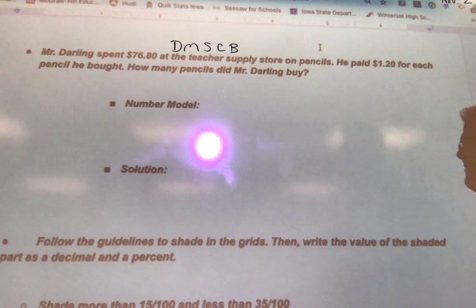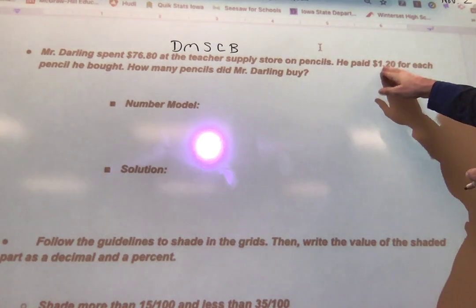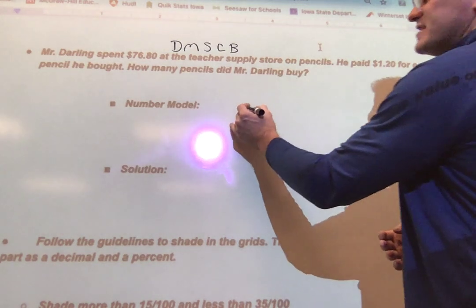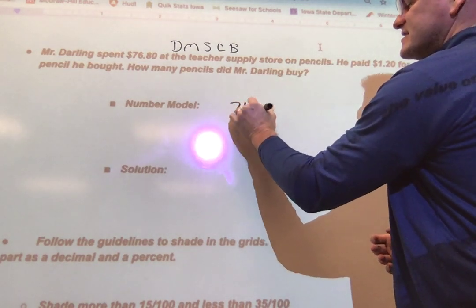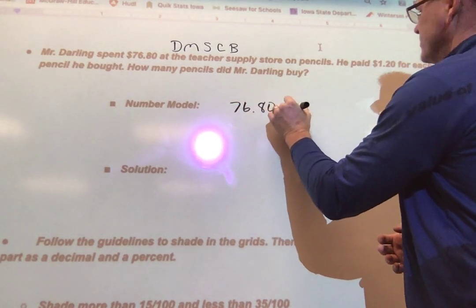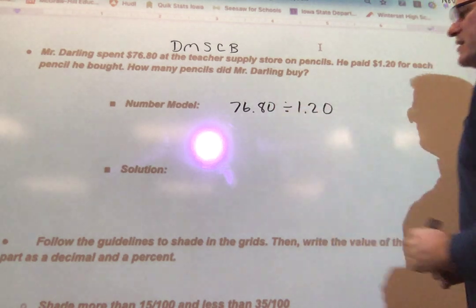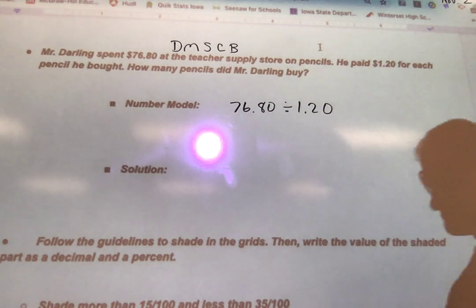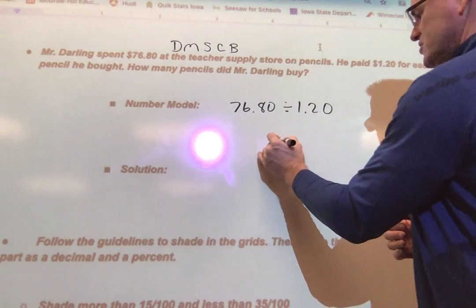So I'm dividing into groups of $1.20 because each pencil costs $1.20. So if I spent $76.80, I'd take $76.80 and divide them into groups of $1.20. And this would tell me how many groups of $1.20 I had, or how many pencils I bought. So let's go show our work here.